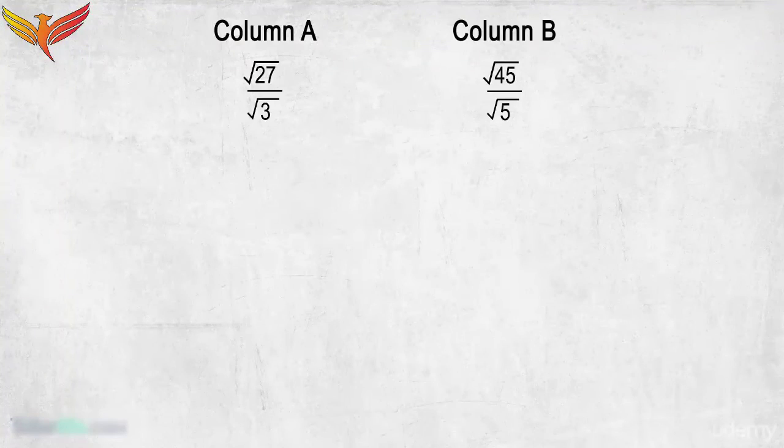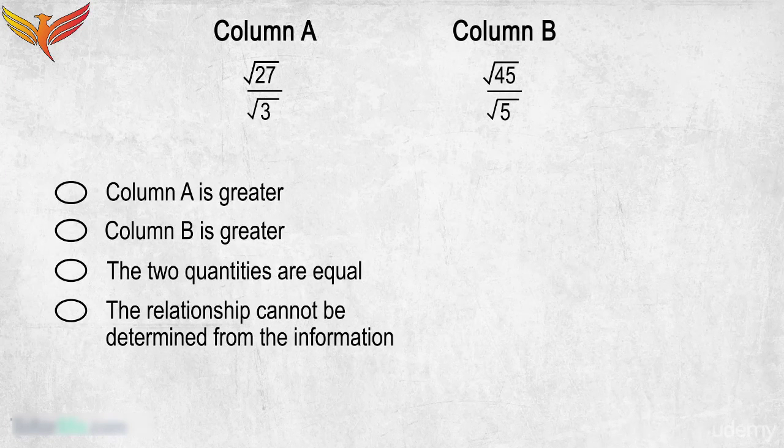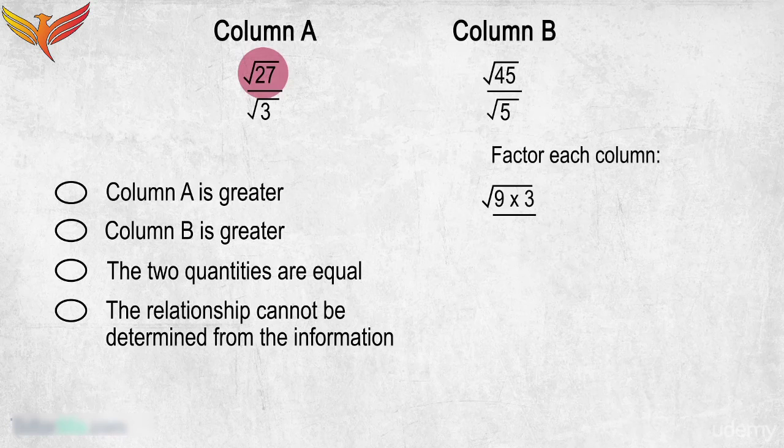Let's try another. Column A is the square root of 27 over the square root of 3. Column B is the square root of 45 over the square root of 5. What is the relationship of the two quantities? Let's start by factoring each column. Factoring the square root of 27 gives us the square root of 9 times 3 over the square root of 3. Factoring column B gives us the square root of 5 times 9 over the square root of 5.